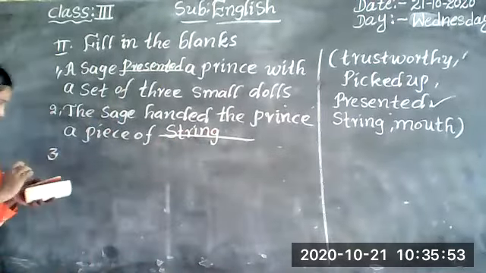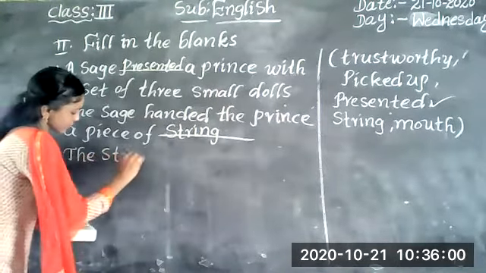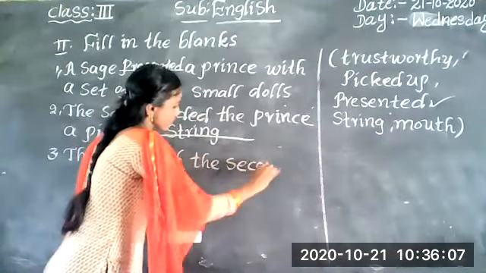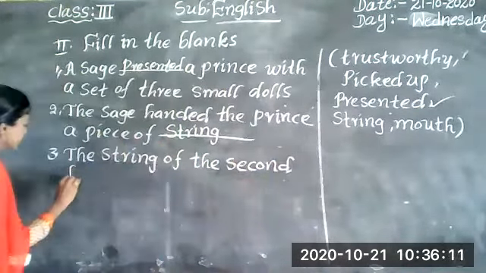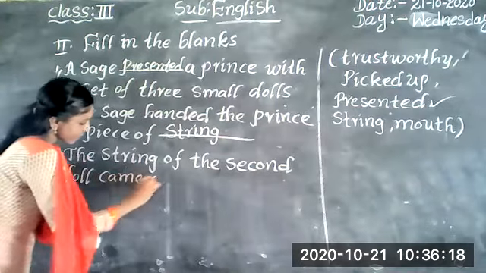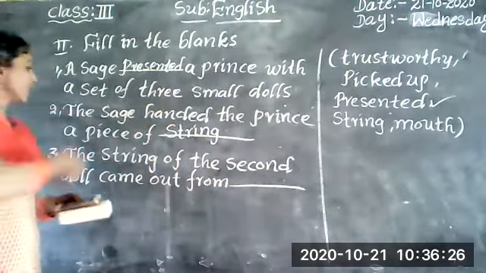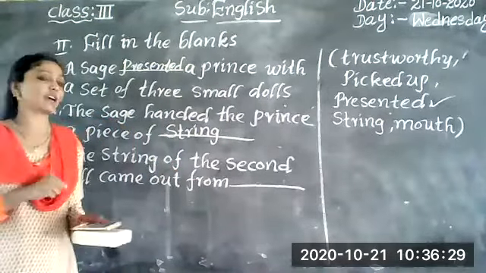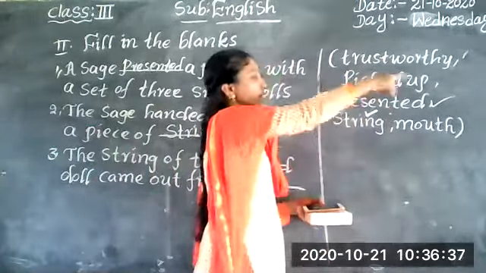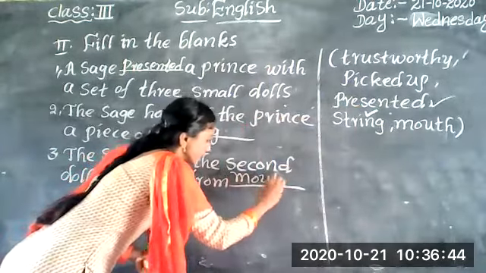Now, third blank. The string of the second doll came out from dash. When the king put the string into the ear of the second doll, it came from dash. These answers are also already completed. We have only three options here, friends, but they picked up mouth. So the string comes out from the mouth. Mouth is the correct option. The correct answer.